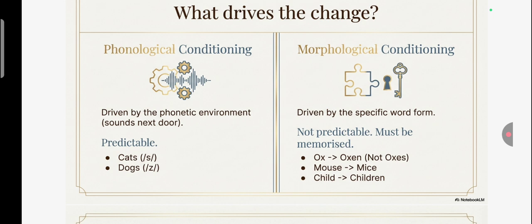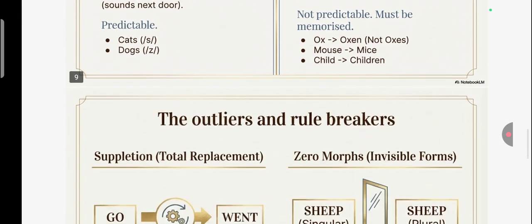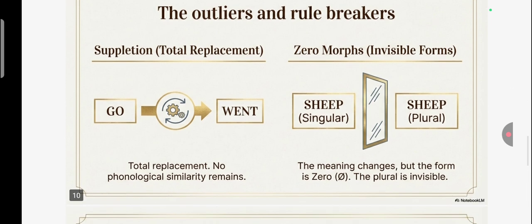Now let us look at morphological conditioning. Here changes are not predictable. They must simply be memorized. For example, ox. The plural form is oxen. And for the word mouse, the plural form is mice. For the word child, the plural form is children. These plural forms do not follow the regular S pattern. That is why they are morphologically conditioned. Hope you could understand these two concepts. Let's move on to the next case.